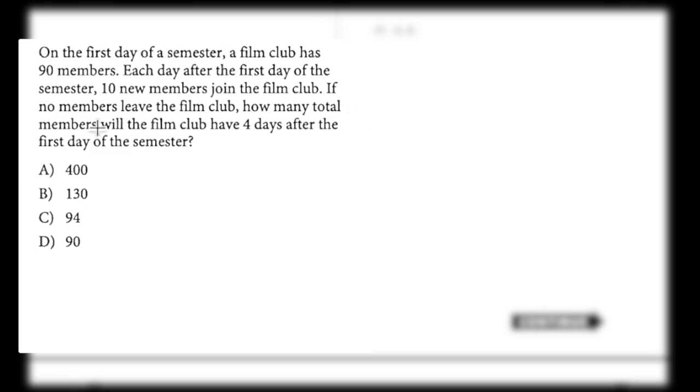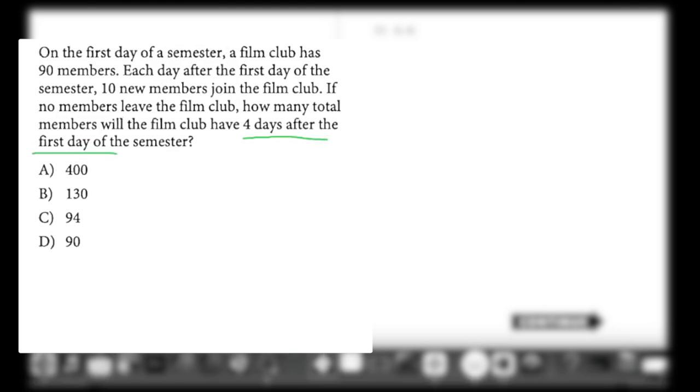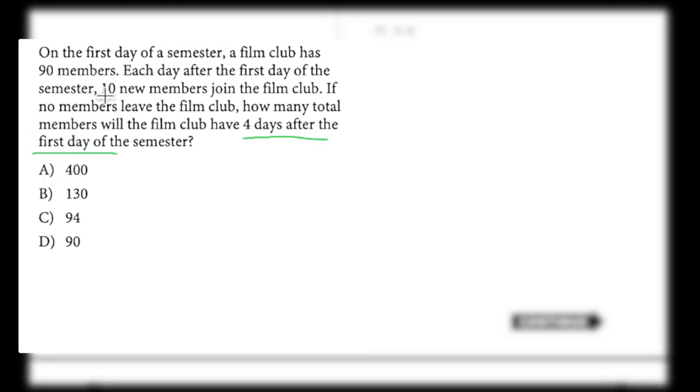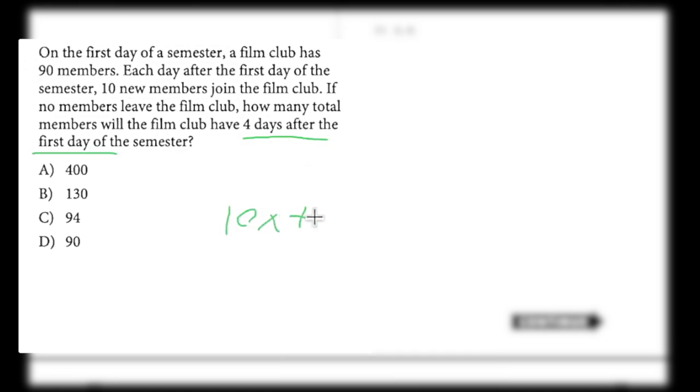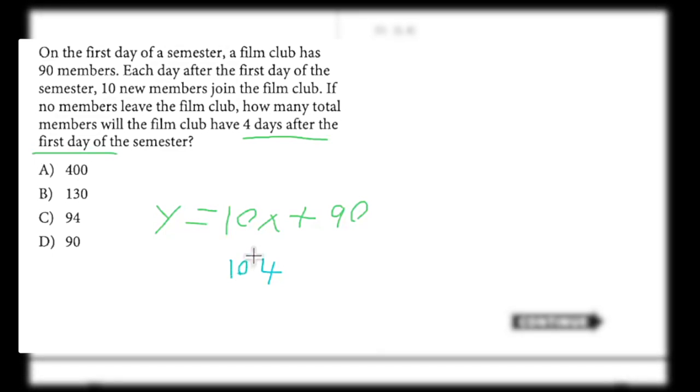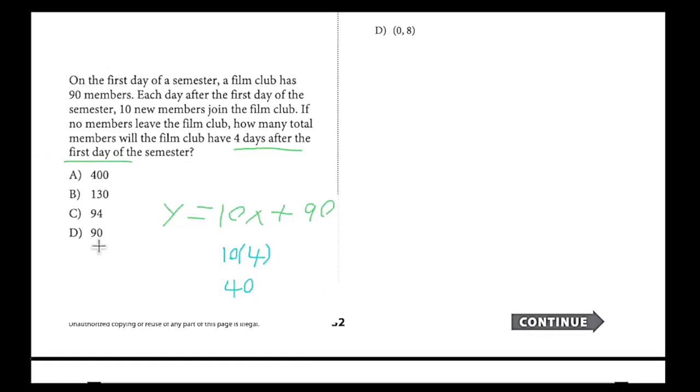For word problems, even if they're short, I like to go to the last sentence and get the main question. If no members leave the film club, how many total members will the film club have 4 days after the first semester? That seems to be the main focus. So how many 4 days after the first day? On the first day, it has 90. And then each day after the first day, 10 members join. So we have a constant rate of change. 10 members are joining, 10x. We started with 90, plus 90. So this is a linear equation. And if it's going to be 4 days, then that would mean x is 4. So basically 10 times 4 is 40. 40 plus 90 is 130.